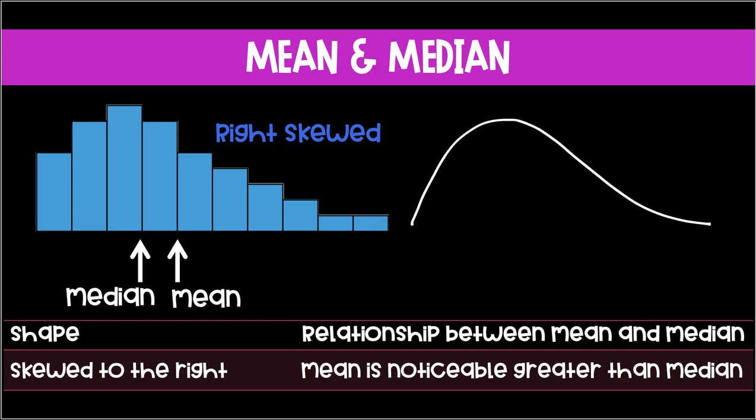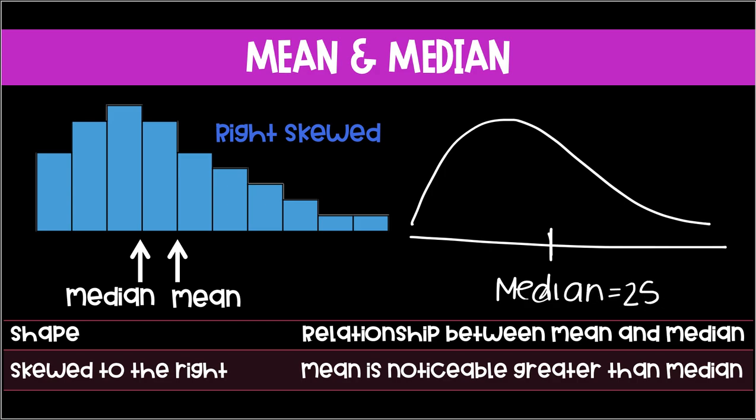So let's suppose your data set is right skewed, and you know that your median is 25. Knowing that it's right skewed and the median is 25, what conclusion can you draw from this if you know that the mean is noticeably greater than the median? Well, it means that the mean falls to the right and the mean is greater than 25.